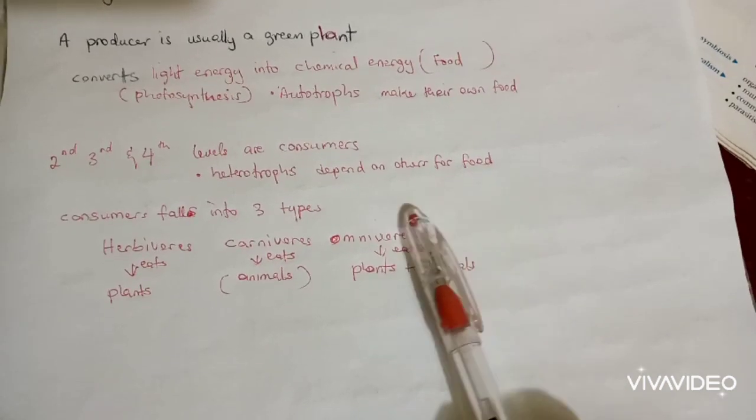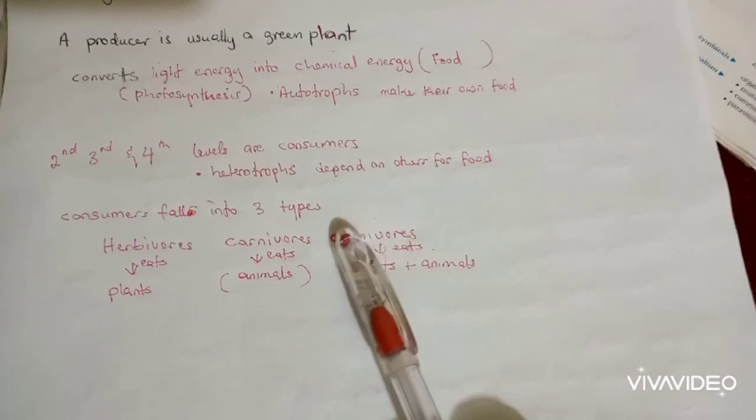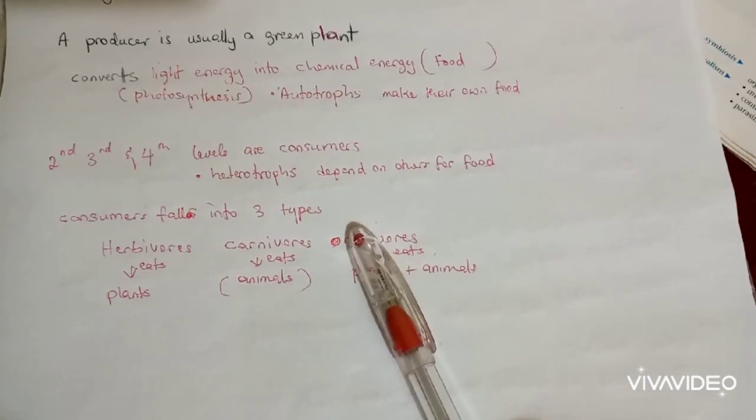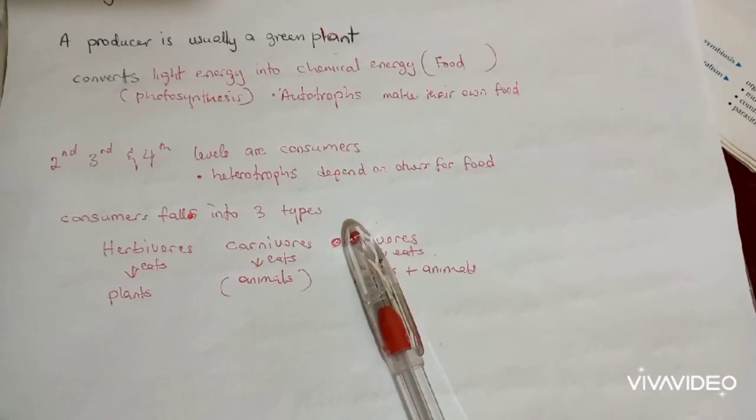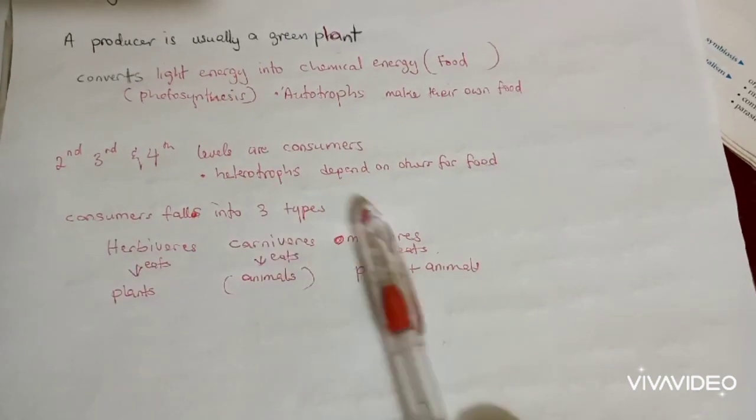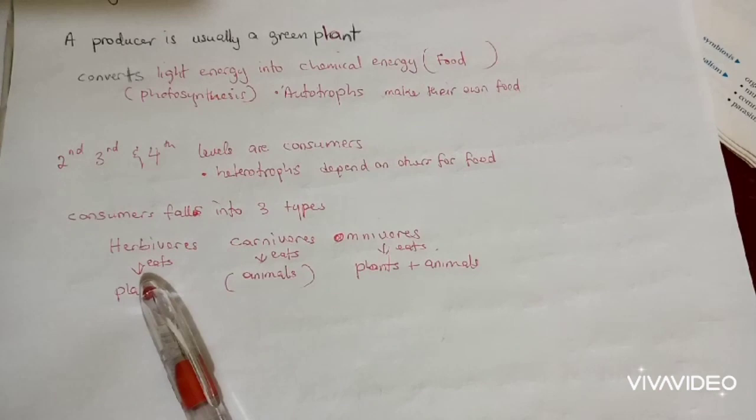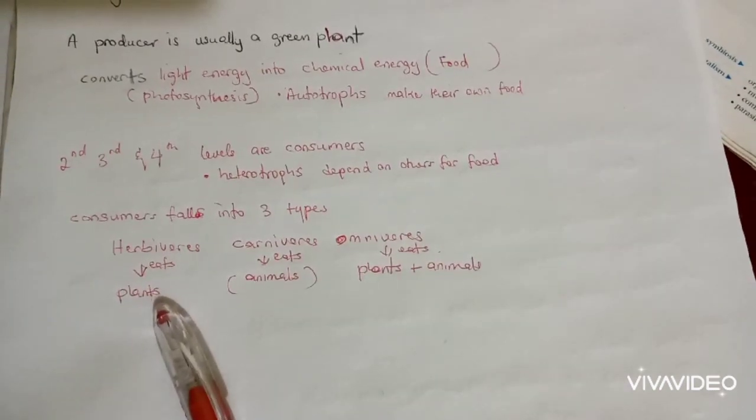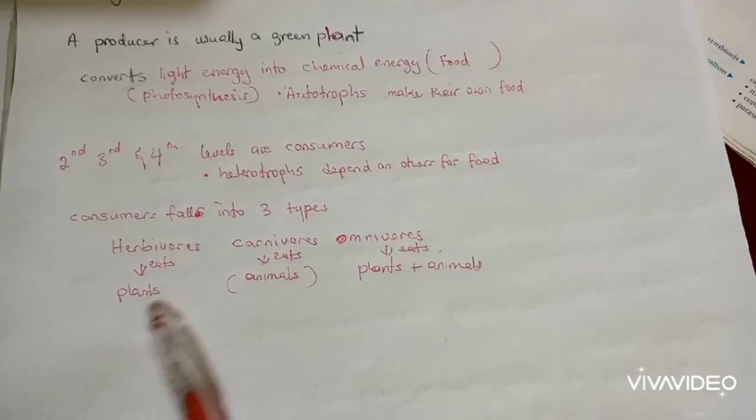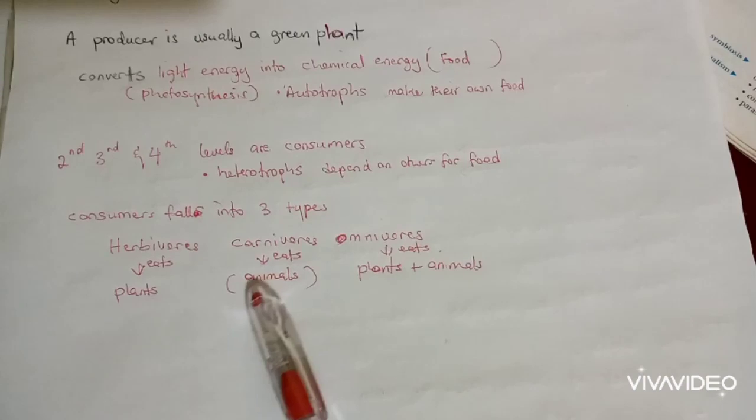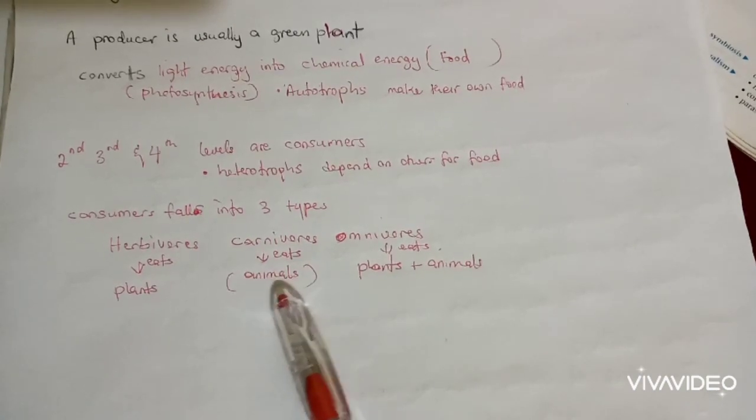That could be direct or indirect, right? So they feed off other animals for food. So the consumers fall into three types. We have herbivores, carnivores, and omnivores. Herbivores eat only plants, they consume only plants. Carnivores actually consume only other animals.